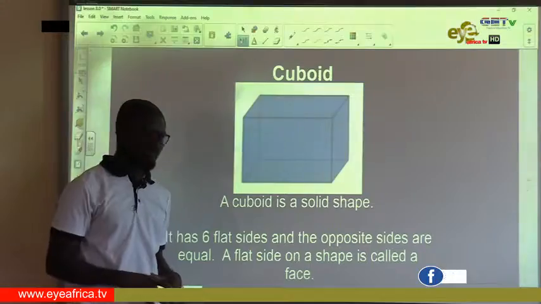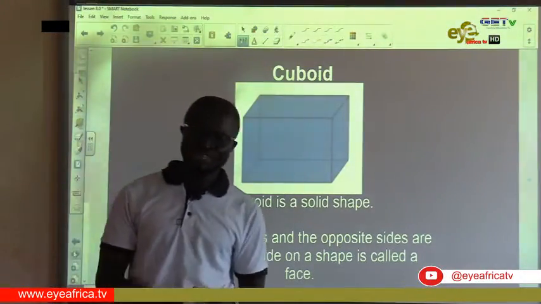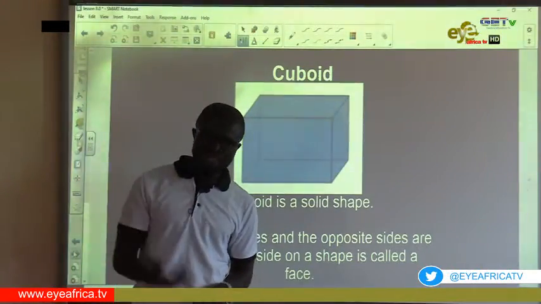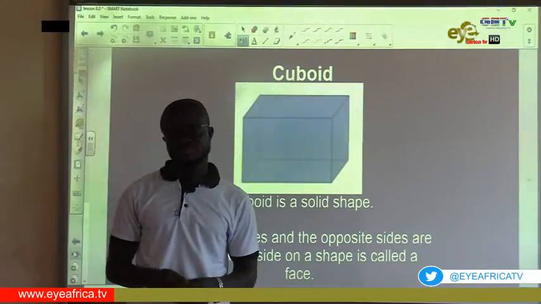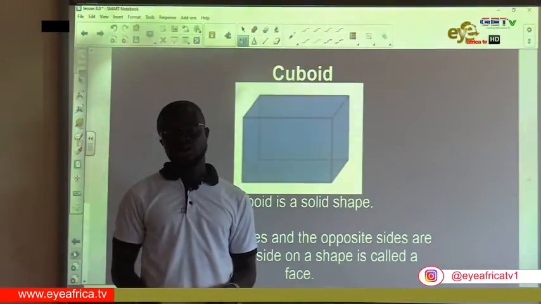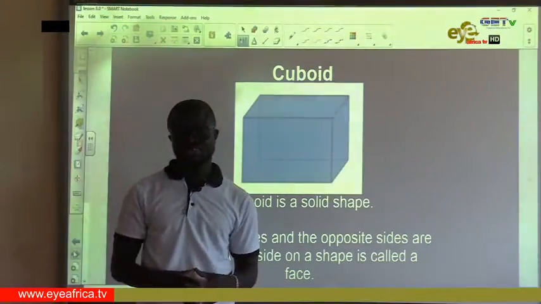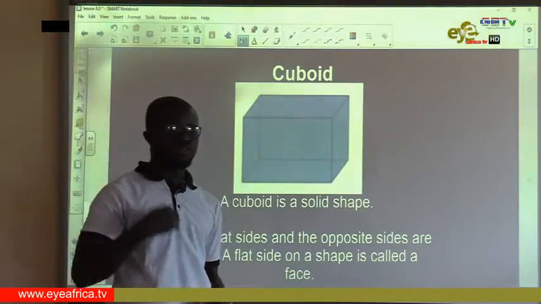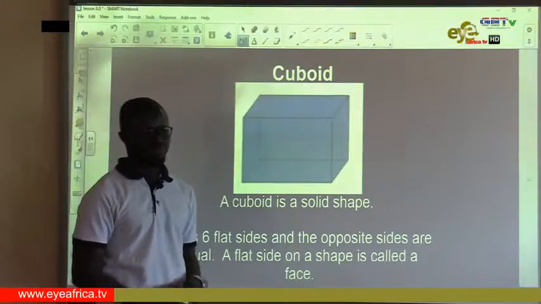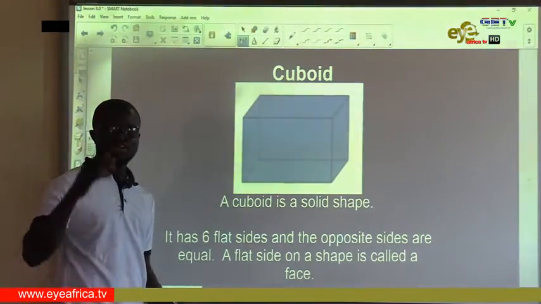What is a cuboid? A cuboid is also a solid shape. What type of solid shape is a cuboid? It is a solid shape with 3 dimensions. And these 3 dimensions are the length, the breadth, and the height. And these 3 dimensions also qualify it to become what? A solid shape. So in this case, what are the properties of a cuboid?